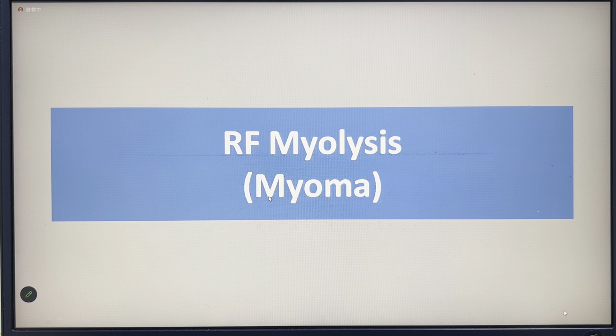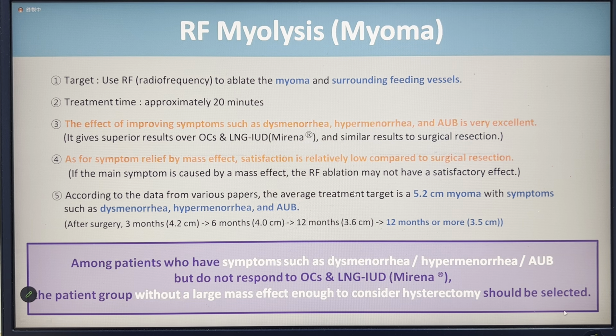Next, I will explain the indication of RF myolysis on myoma. Target is myoma and surrounding feeding vessels, and it takes about 20 minutes. The effects on improving symptoms such as dysmenorrhea, hypomenorrhea, and AUB are very excellent. And as for symptom relief by mass effect, satisfaction is relatively low compared to surgical resection.